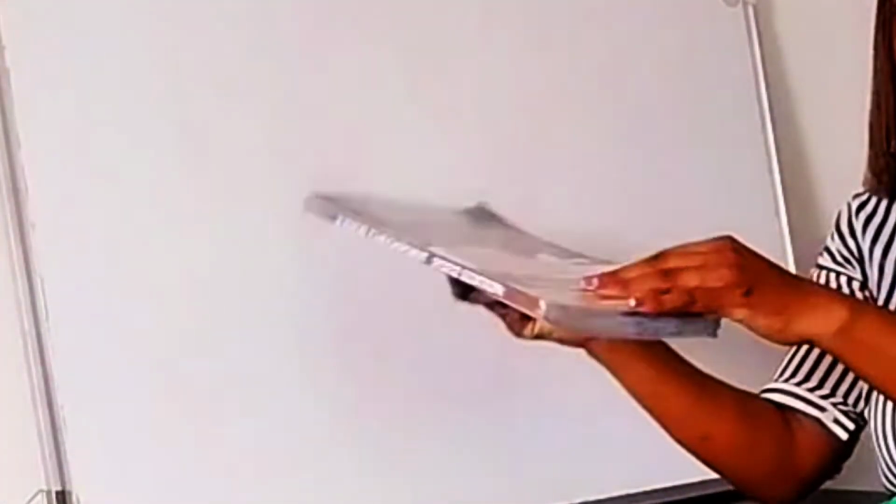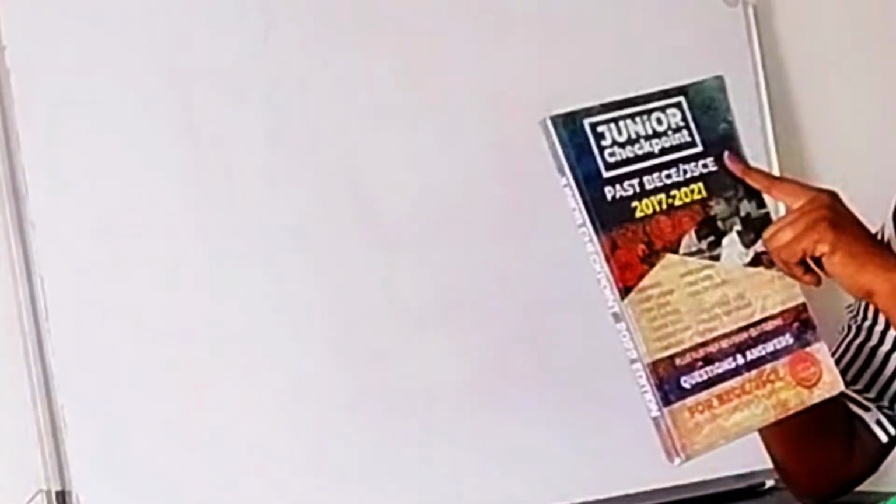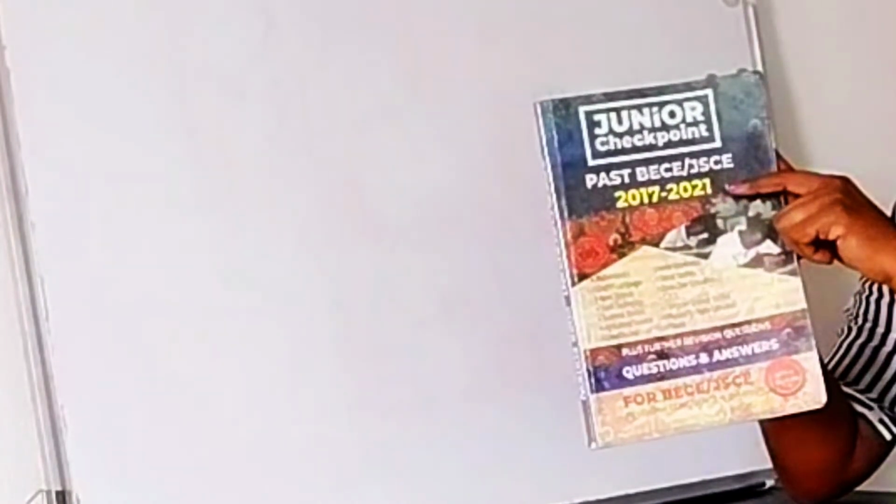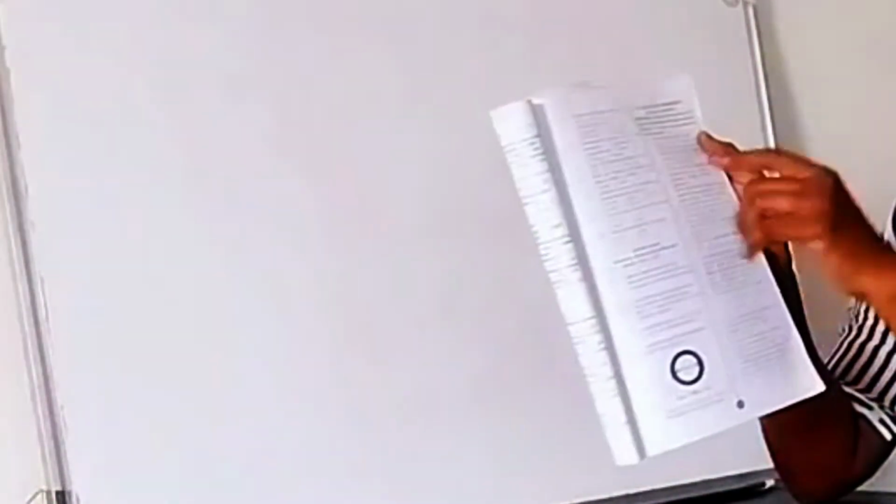What is the next question, David? Number 9. Number 9, okay? So the questions are coming from this textbook, which is the Junior Checkpoint Past JSCE exam 2017 to 2021, okay? So we are doing Solving Maths 2021 past questions. Question 9. If cos theta equals 4/5 in the right angle triangle, find tan theta.